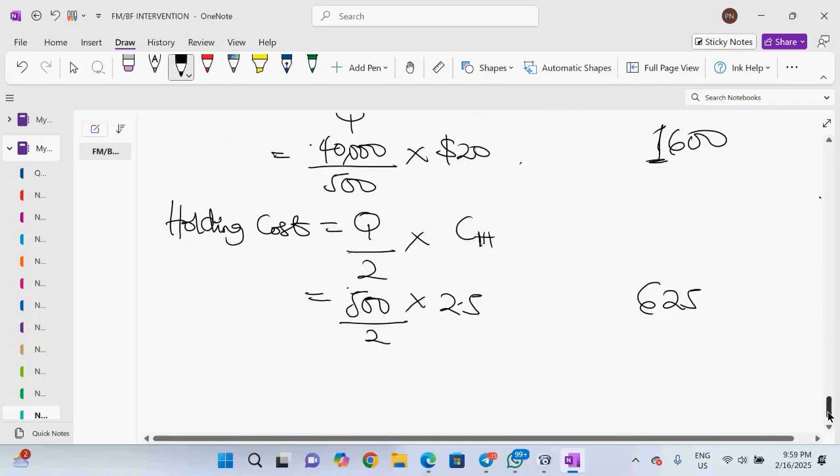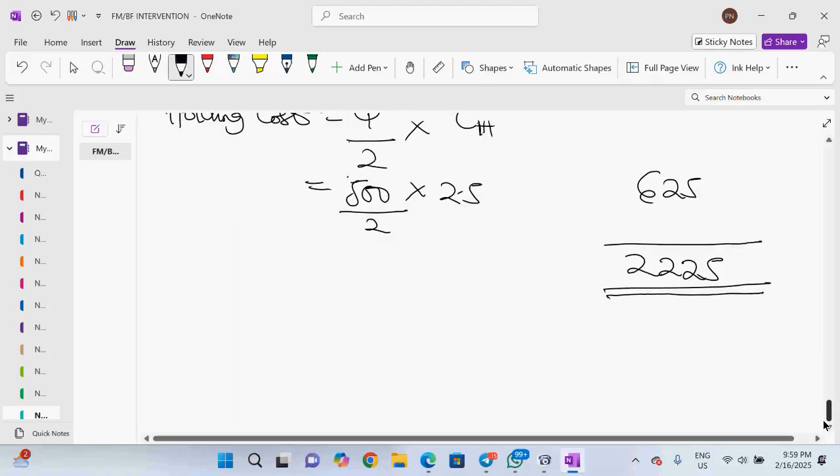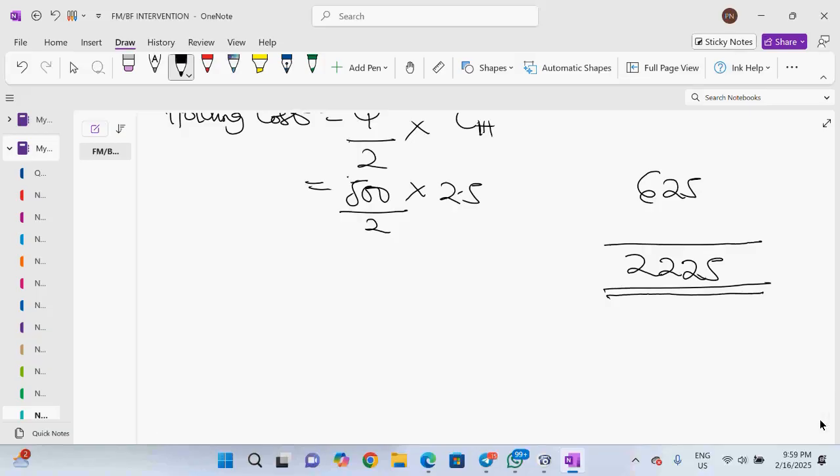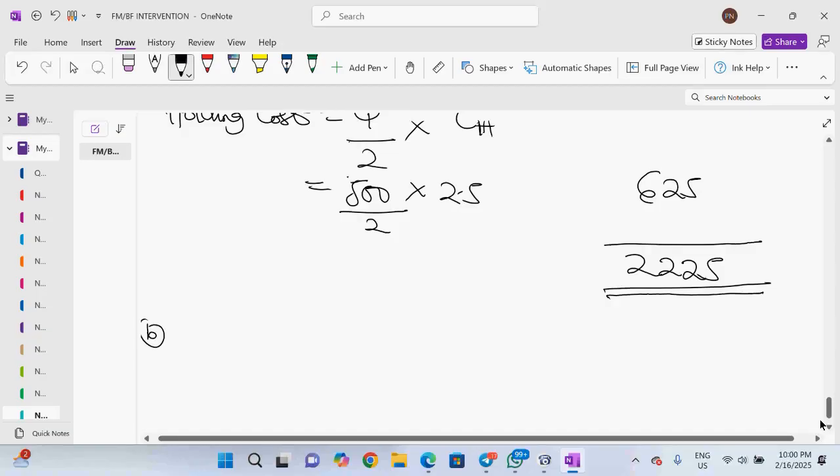So now, what will be the total inventory cost? 2,225, right? So that is the cost of the inventory at 500 units.